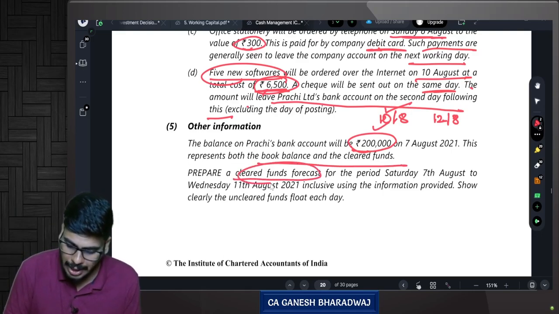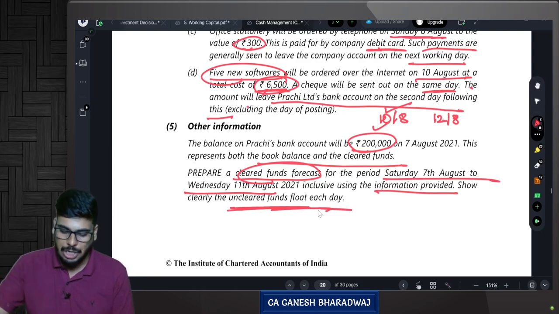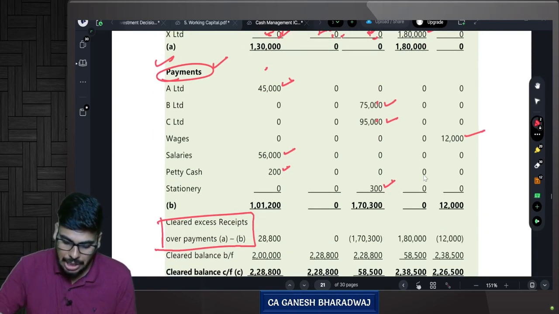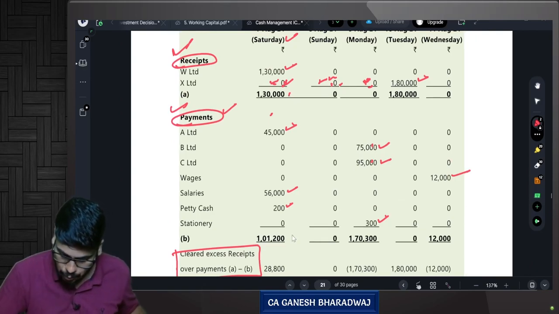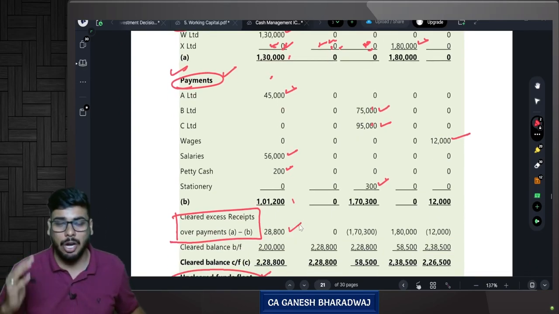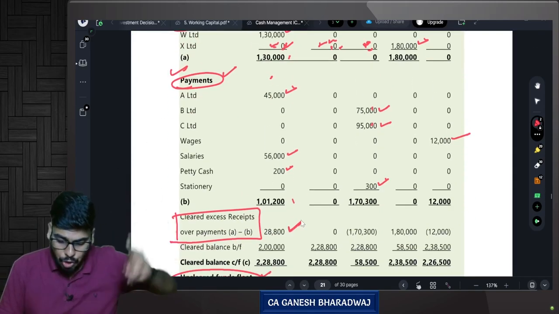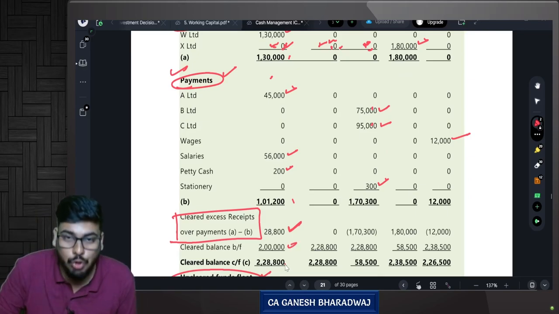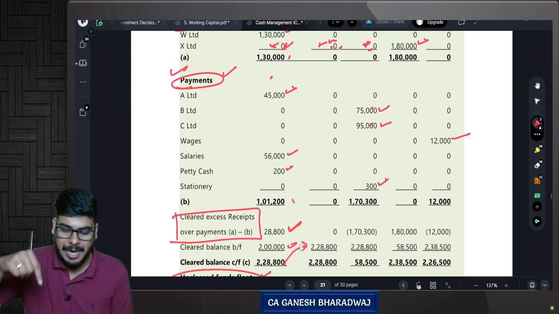Prepare a cleared funds forecast for a period of Saturday, 7th August to 11th August, inclusive, using the information provided. Show clearly the uncleared funds float each day. So day-wise, we have seen how much amount has been received, how much amount has been paid. So every day, we are just calculating the difference between the two. So 1,30,000 minus 1,01,200. So excess amount, how much? Day one, that is on 7th of August, I have how much excess? 28,800. The opening balance is already 2 lakh. This is given in the question. So the cleared closing balance is 2,28,800. Yes or no?